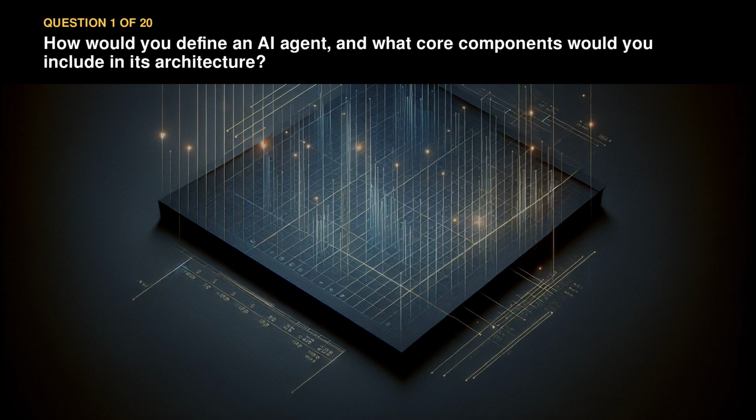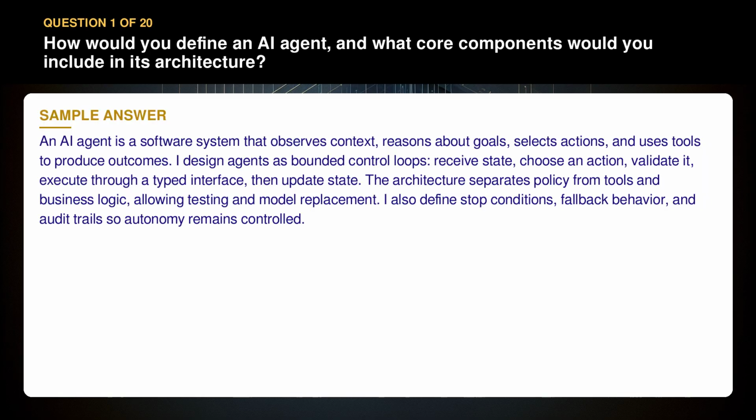Question 1. How would you define an AI agent, and what core components would you include in its architecture? An AI agent is a software system that observes context, reasons about goals, selects actions, and uses tools to produce outcomes. I design agents as bounded control loops: receive state, choose an action, validate it, execute through a typed interface, then update state. The architecture separates policy from tools and business logic, allowing testing and model replacement. I also define stop conditions, fallback behavior, and audit trails so autonomy remains controlled.